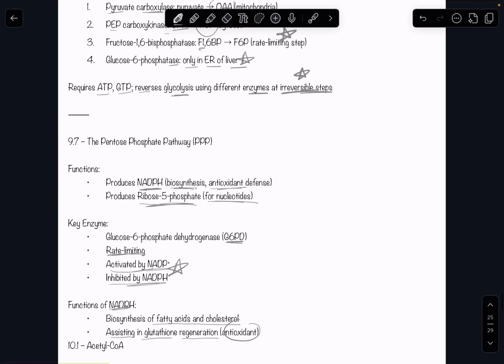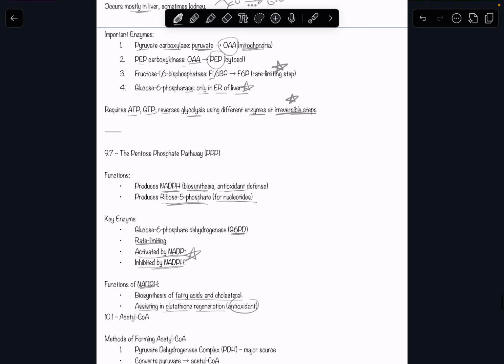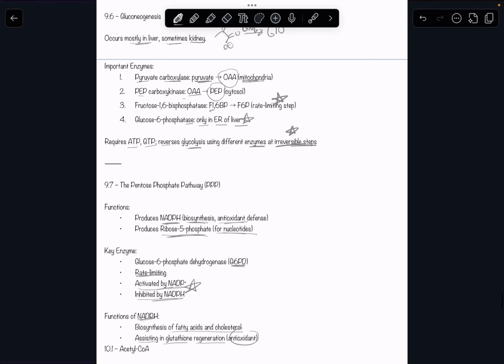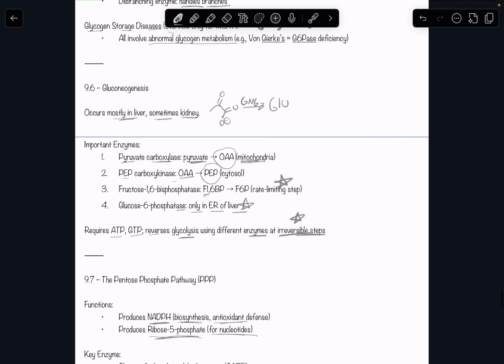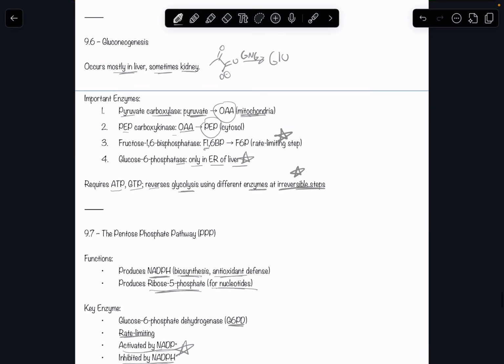So hopefully that was helpful. And again, any questions, please ask. This is pretty much all Kaplan covers about these topics. I could get into the nitty gritty, like every step, but I'm assuming that you know a lot about glycolysis. So for gluconeogenesis, this is really the only difference that you need to know.